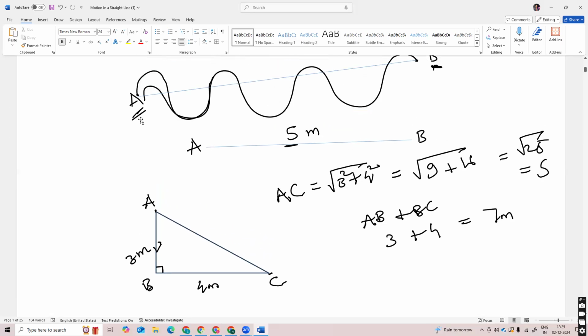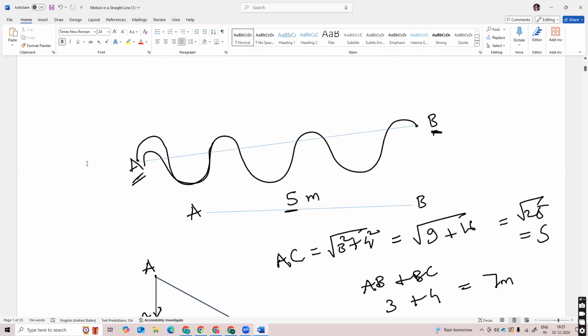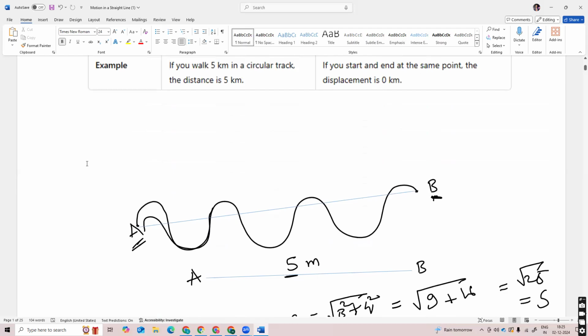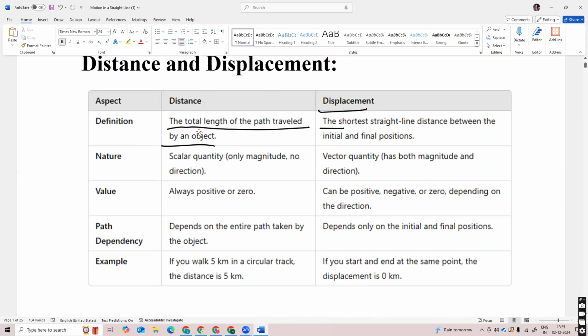So displacement is always the shortest distance between initial position and final position, whereas distance is the length of path traveled by a person to reach from initial position to final position, no matter what kind of path he takes, whether it is a circular path, or some curve, or a straight line. A few more things: distance is basically a scalar quantity. So when we give a distance, we just give the magnitude. Any question?